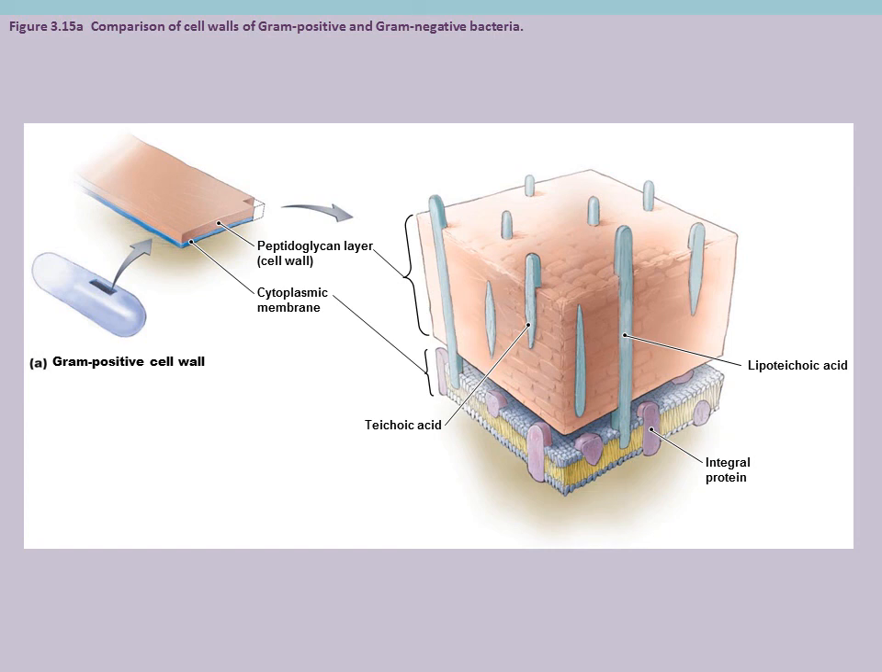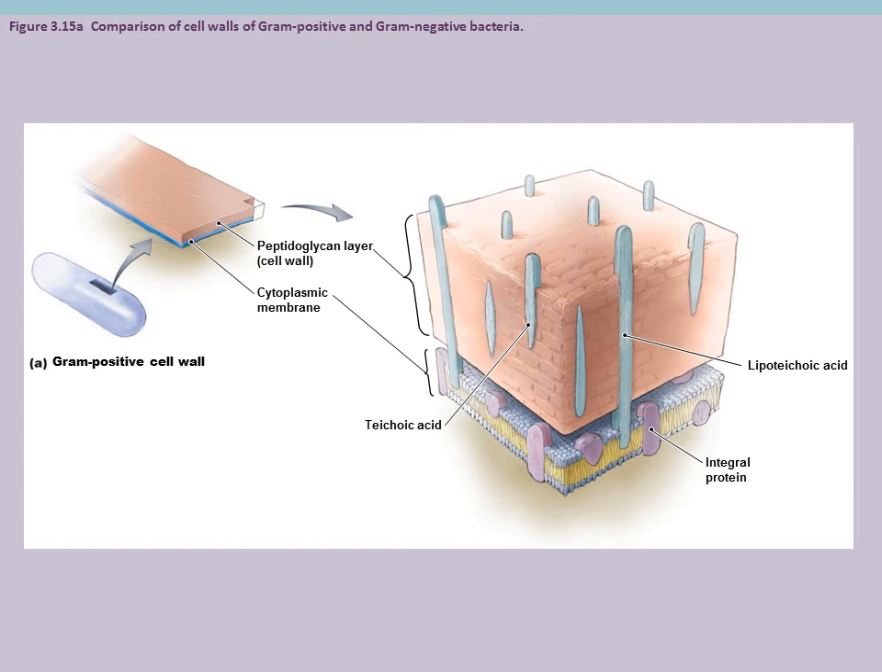So in this diagram, you can see in A, you have a gram-positive cell wall. And if you look at a cross-section of that enlarged, you can see on the very bottom the cell membrane, that cytoplasmic membrane or plasma membrane, it's the same thing. All cells have that. It's that phospholipid bilayer. You have proteins embedded in it. That's what those little purple things are.